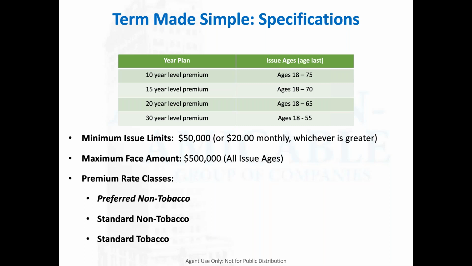The minimum issue limit on this is higher. It's 50,000 instead of 25, but the maximum is higher also. It's 500,000 instead of 300,000. That goes for all ages out there. It doesn't lower as the client gets older. The premium rate classes on this, you're either a standard tobacco, a standard non-tobacco, or for those who can qualify, can become a preferred non-tobacco with us.